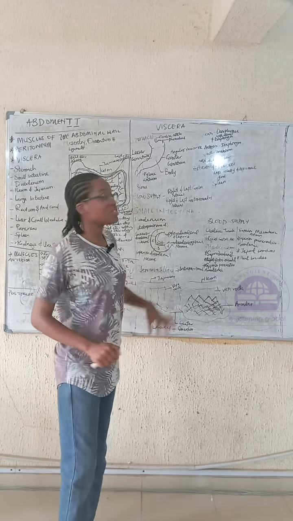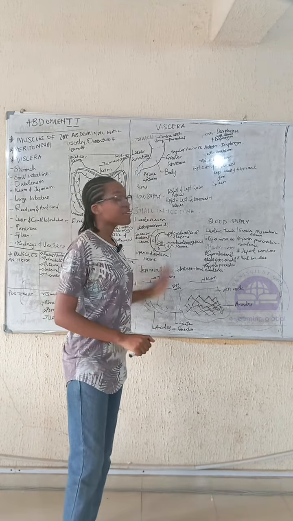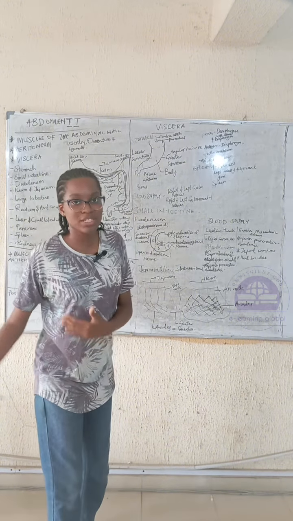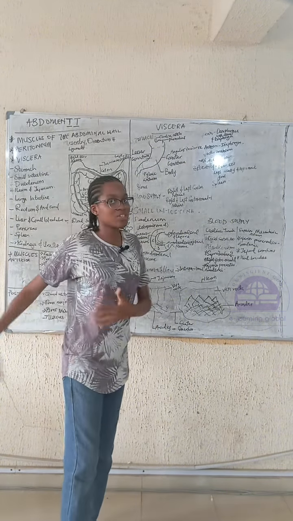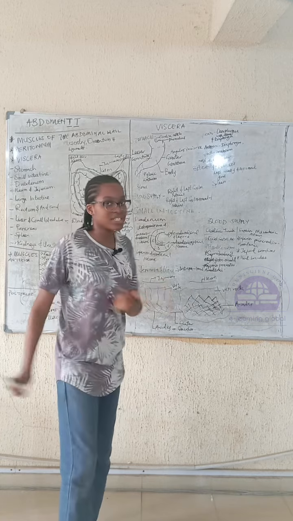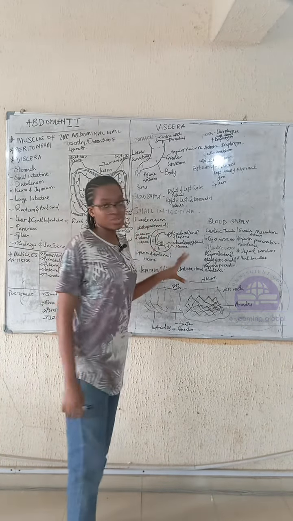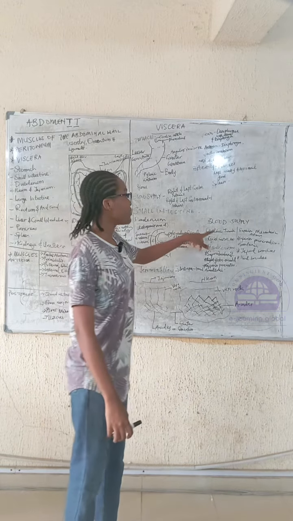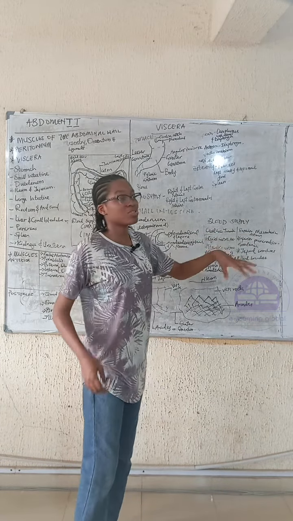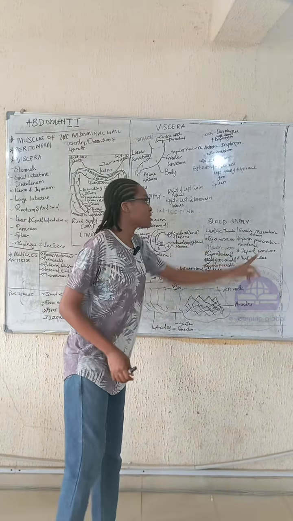Everything from the foregut is supplied by the celiac trunk. Everything from the midgut is supplied by the superior mesenteric artery, and everything from the hindgut is supplied by the inferior mesenteric artery. So of course it tells us that the stomach is gotten from the foregut, and part of the duodenum is also gotten from the foregut. So it gets from the celiac trunk, and then part of it is gotten from the midgut, so it gets from the superior mesenteric artery.